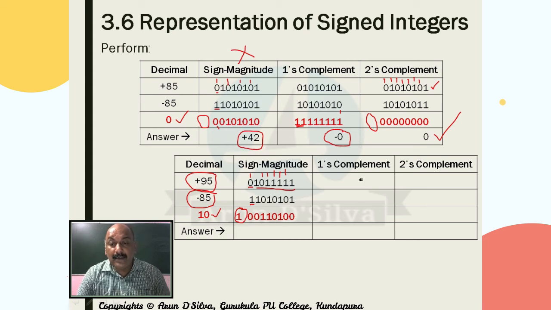Let us see in 1's complement. In 1's complement, this is the way it comes. This is 95, we represent it the same way here. And minus 85 in 1's complement, we are just flipping the given 85: 1 0 1 0 1 0 1 0 becomes 1 0 1 0 1 0 1 0, flipped. Now if we add this, what answer do I get?